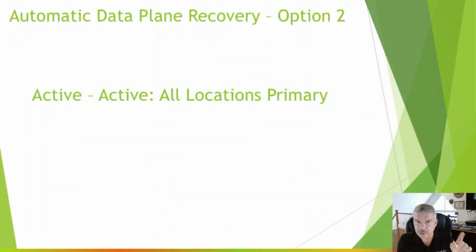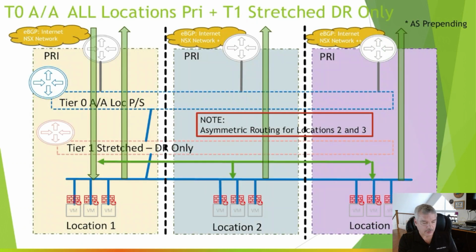Again, here's another example, automatic. This is active, all locations primary now, whereas the one we just talked about was primary, secondary. Here's our picture. All locations are primary. Now, what we have here is asymmetric routing for location 2 and 3.